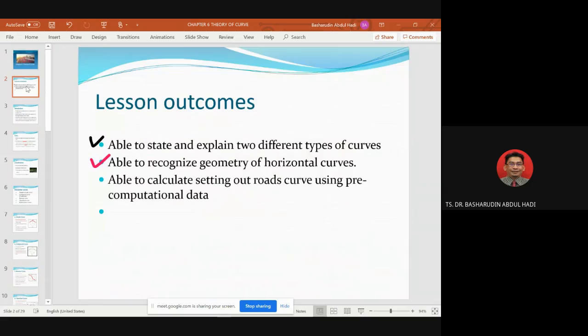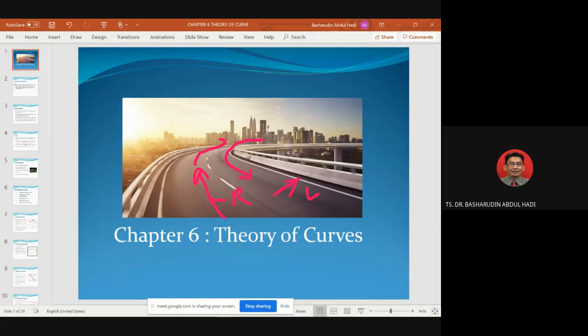Alright, next. Number one, the lesson outcomes after we finish this course: we understand the meaning of the curve. Number one, able to state and explain two different types of curve. Actually, when you see this one, we call it a horizontal curve. This one is a horizontal curve.